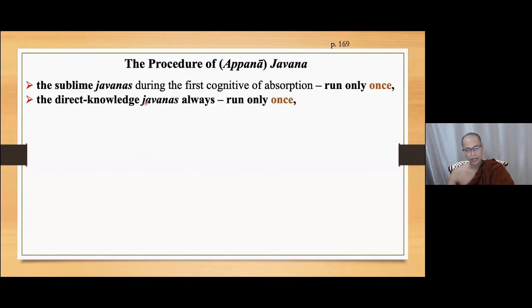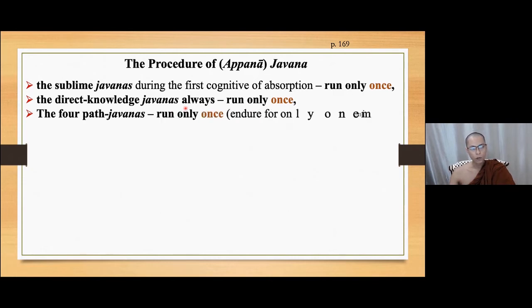Also the direct knowledge, which we already introduced, can be wholesome or unwholesome. The direct knowledge, Abhinna, that Abhinna Javana also occurs only one time and accomplishes its task to perform. So one time is enough. So the sublime Javana in the very first moment runs one time, and direct knowledge one time.